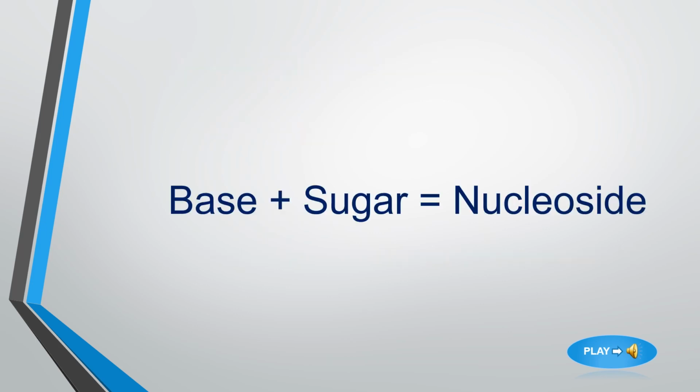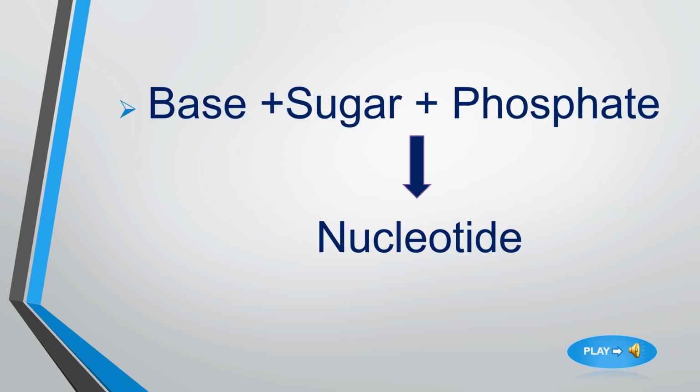Next is nucleoside. What is a nucleoside? A nucleoside is nitrogenous base plus pentose sugar. Nucleotide we already discussed. A nucleotide is nitrogenous base plus pentose sugar plus phosphate.